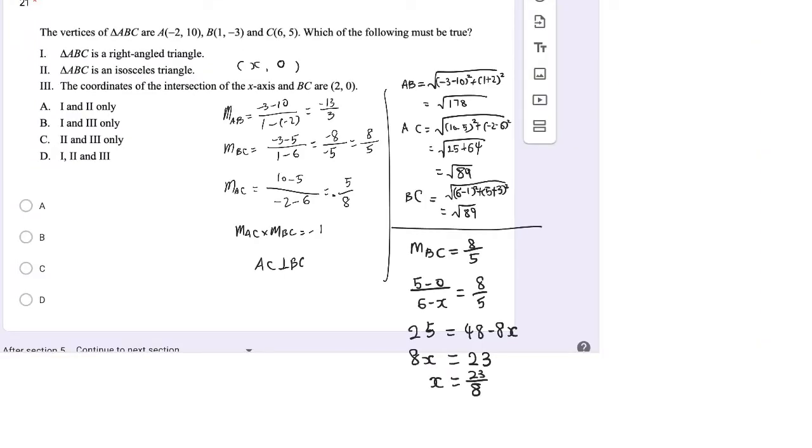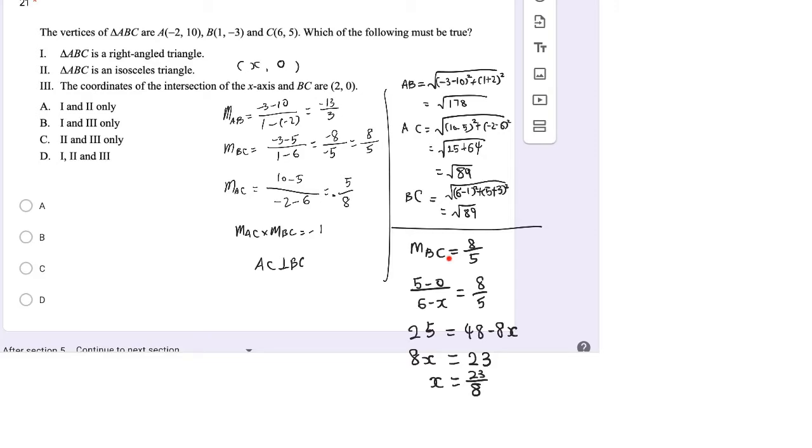For this problem, basically you have to find out the slope of each straight line, and then you compare which two can give you -1. If there is one pair, then they are perpendicular, and that is a right angle triangle. So this is correct. And for the second one, when you compare all the lengths, you have AB, AC, and BC. You see that AC equals BC. That is why it is an isosceles triangle.